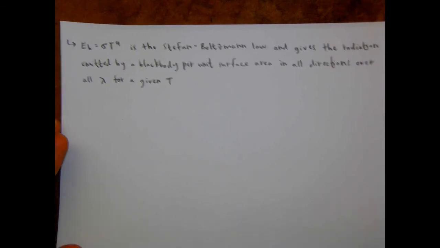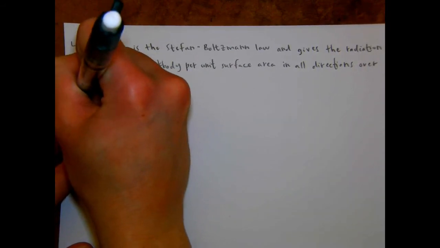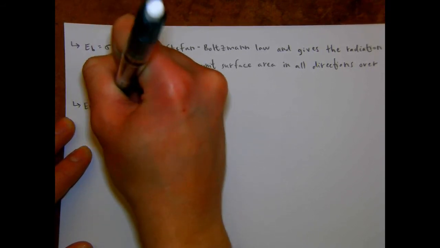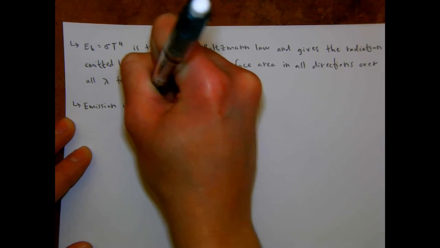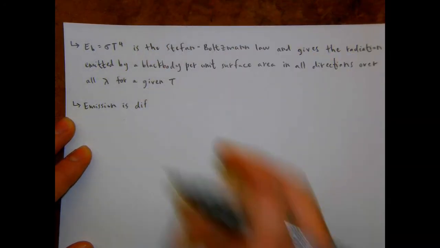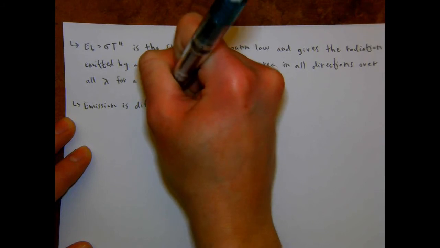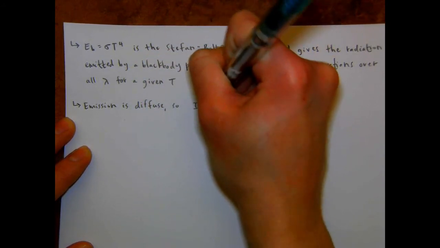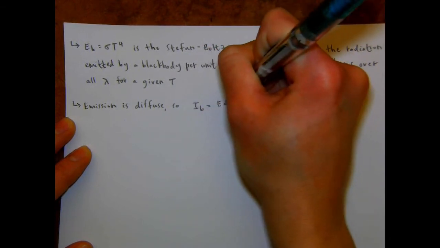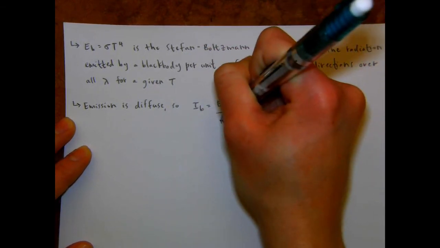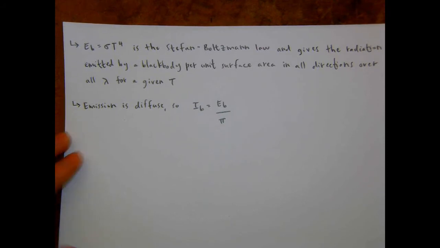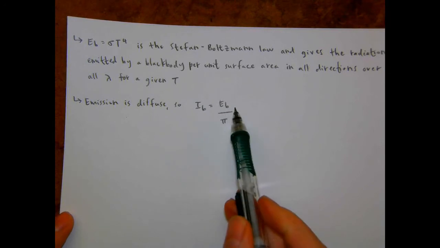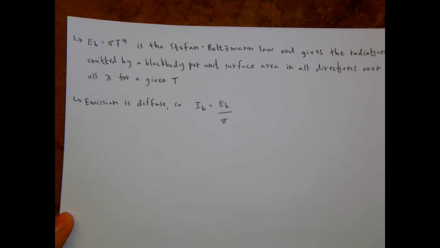And then again, we said emission is diffuse. So from the expressions that we wrote down on Friday, the total intensity of a black body is going to be just the total emissivity divided by pi. So I think we probably wrote down just that the total emissivity was pi times the total intensity.